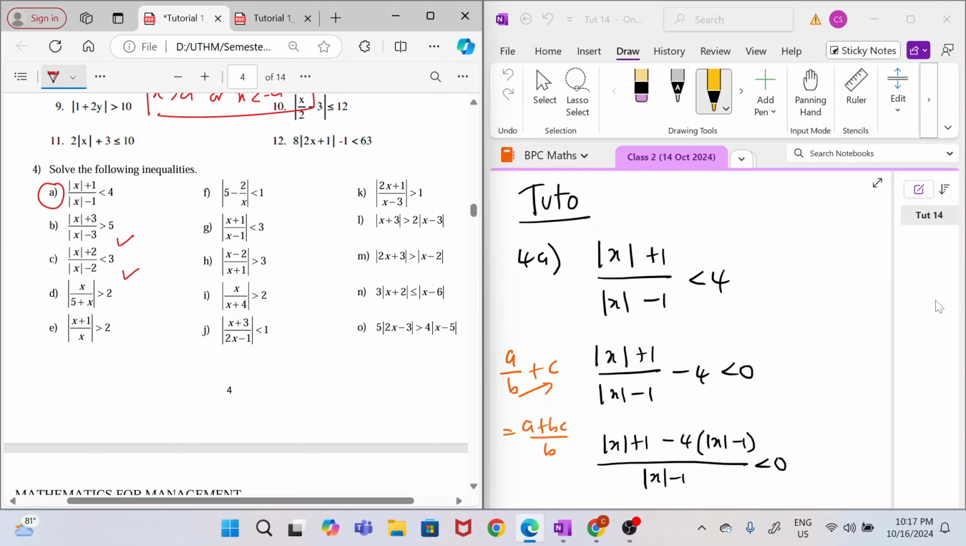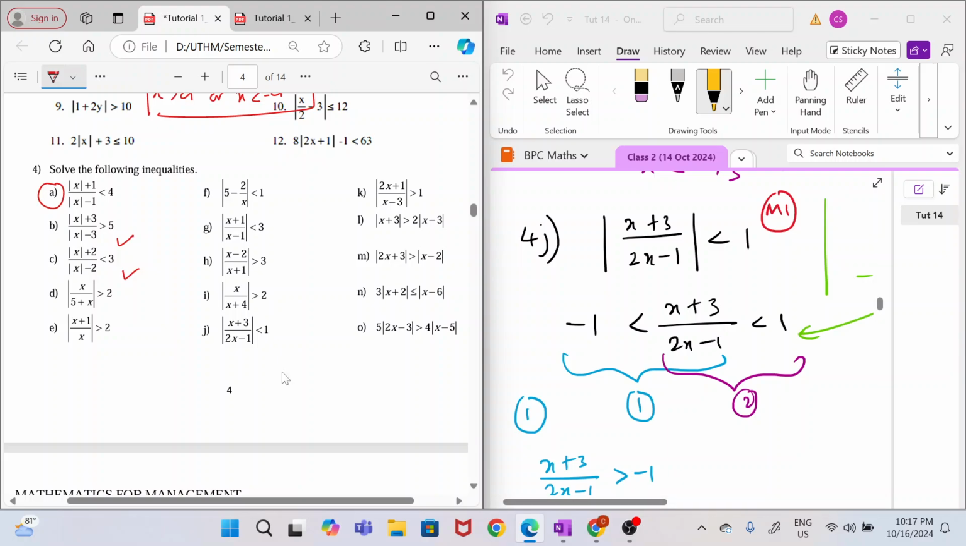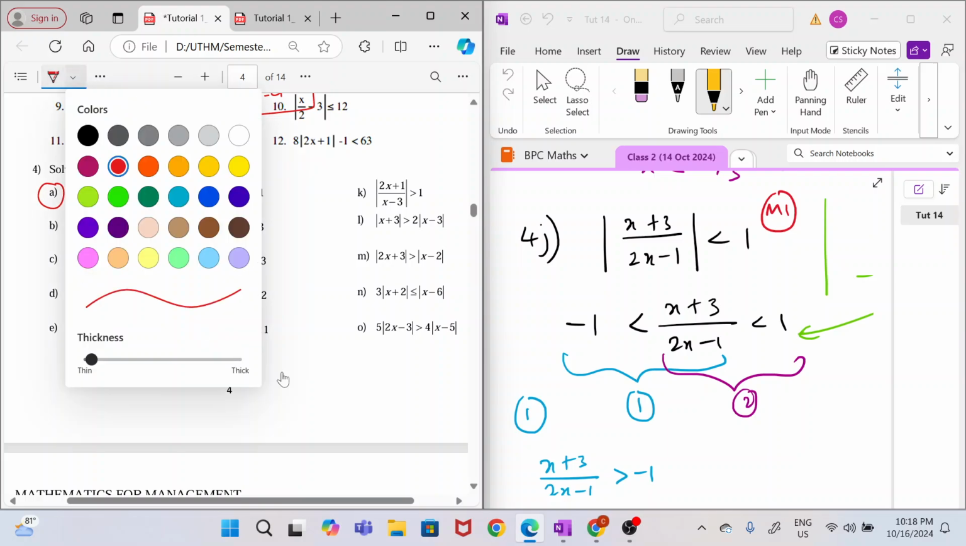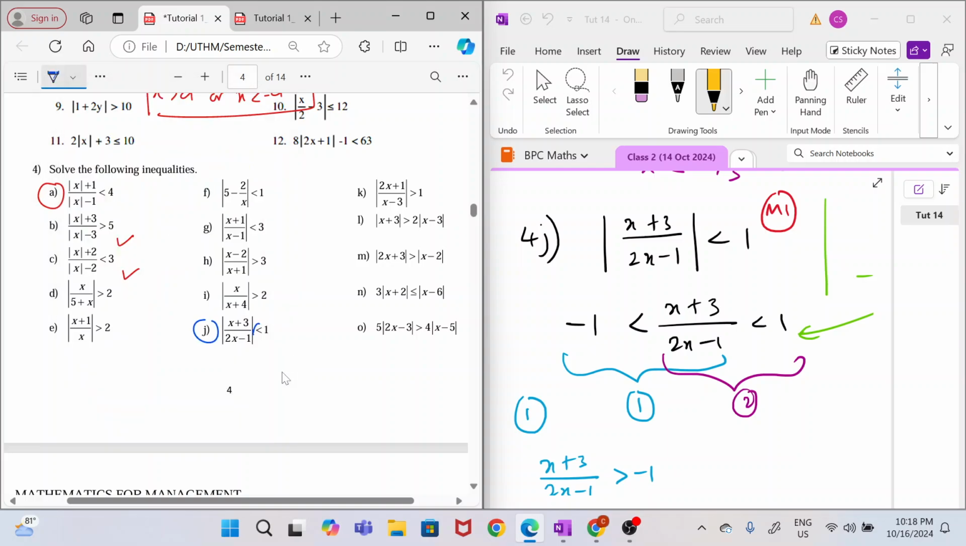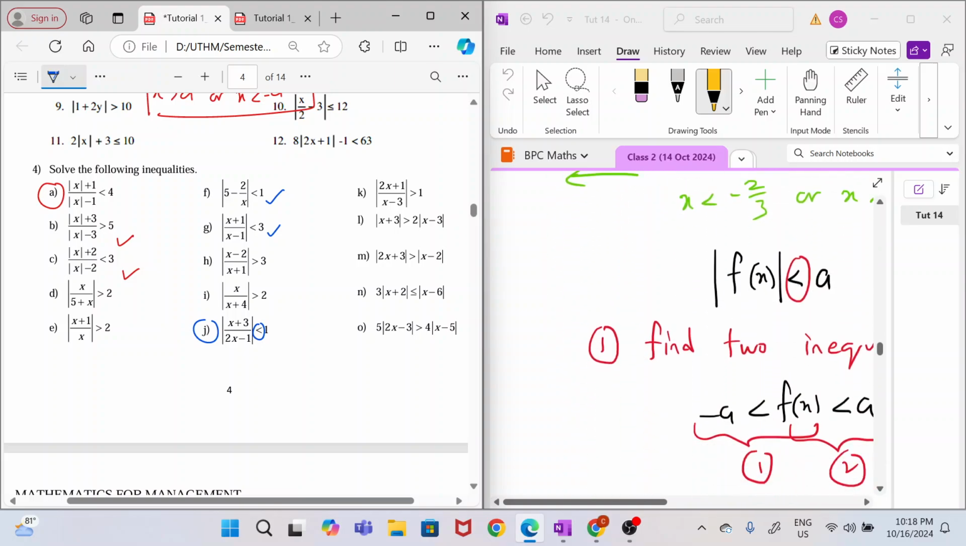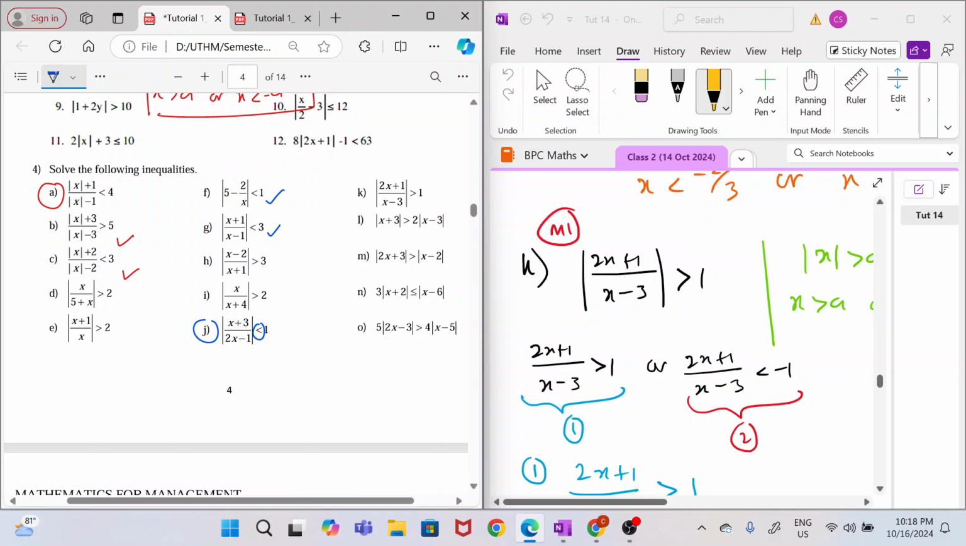And then what else did I cover here? 4j, I have covered this one. This is the type of question where this is less than, so you can follow this method to do all the less than questions, this one and this one, f and g, number 4j. And for k, I have covered greater than, so you can do this one, this one, this one, and this one by referring to k.